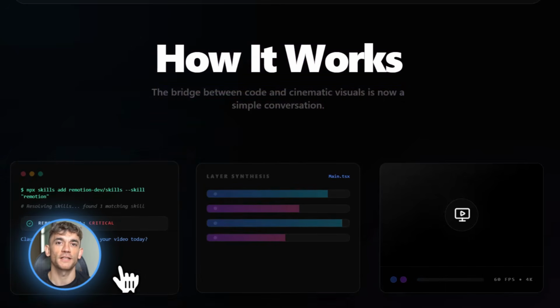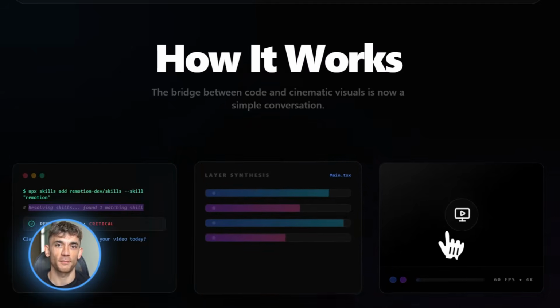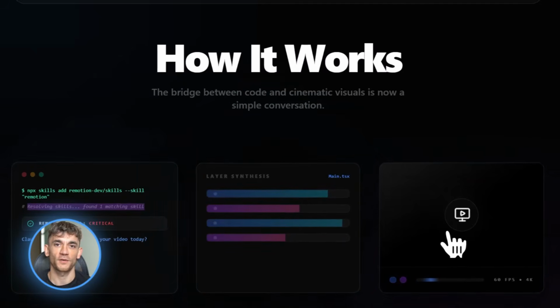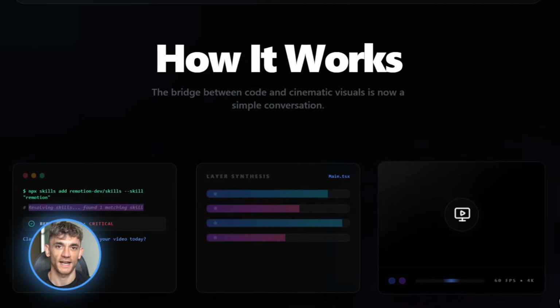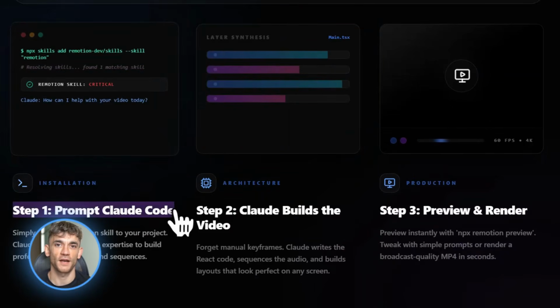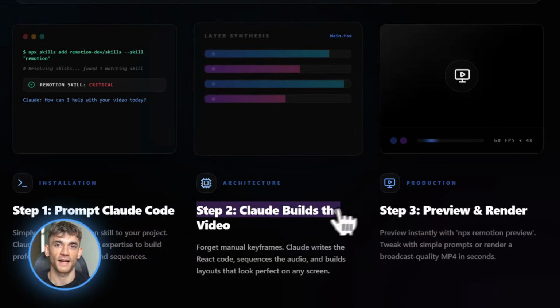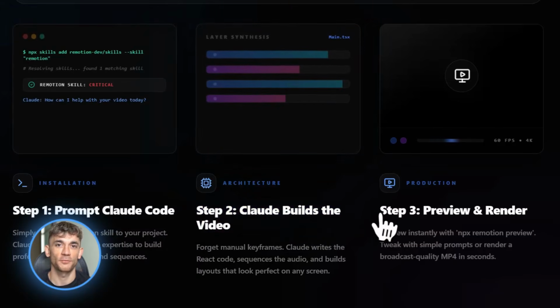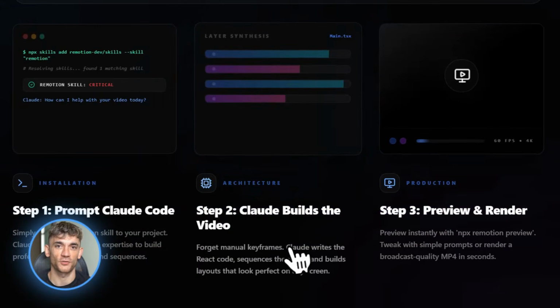Let's talk about use cases. For the AI Profit Boardroom, this is massive. We can create onboarding videos for new members. We can build course intro videos. We can generate social proof reels showing member wins. We can make tutorial videos explaining AI automation workflows. We can create ads showcasing the value of our community. And we can do all of this without hiring a video editor, without learning complex software, without spending hours on manual work. The setup is simple, the workflow is fast, and the results are professional.